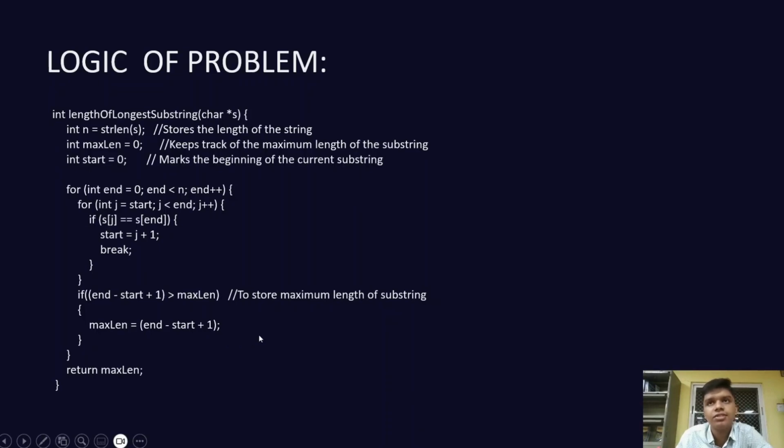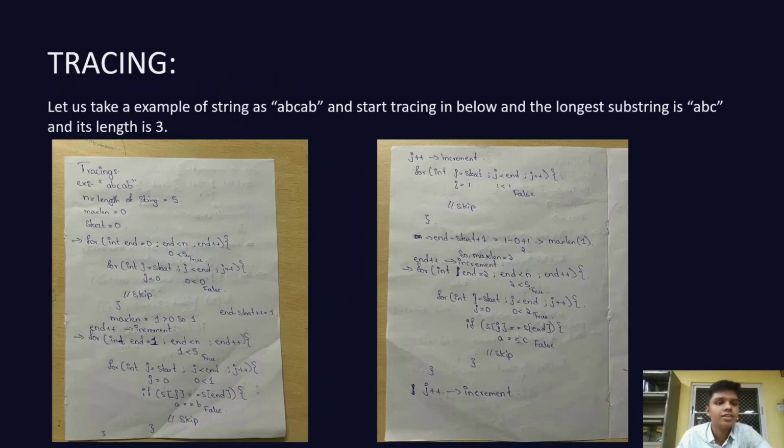This can be explained in detail by tracing. Tracing is a technique which is used to know the exact detail of the logic of the program. Let us go to the tracing. Let us take the example ABCAB, which I told previously. So n is the length of the string, 5.